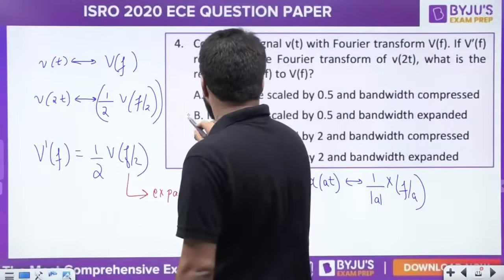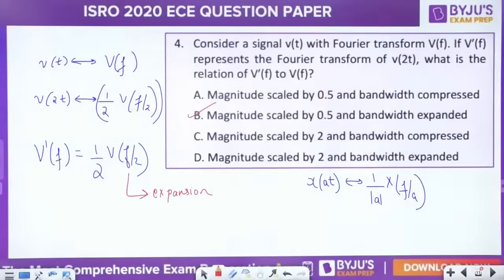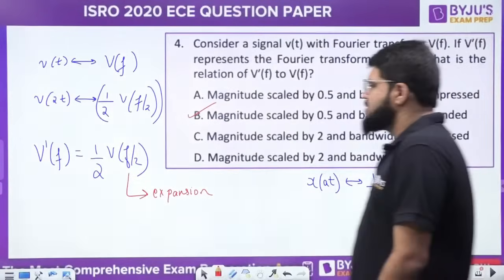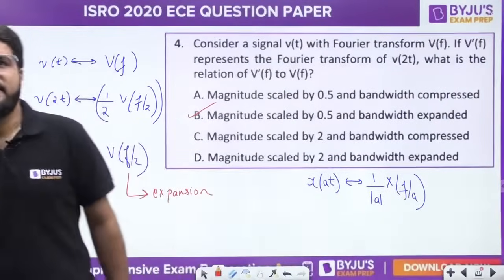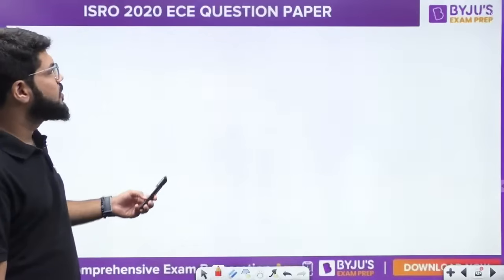The correct answer is going to be B. The magnitude is scaled and the bandwidth is expanded. Okay, the correct answer is B. Magnitude scaled by 0.5, bandwidth is expanded. Okay, moving ahead to the next question.